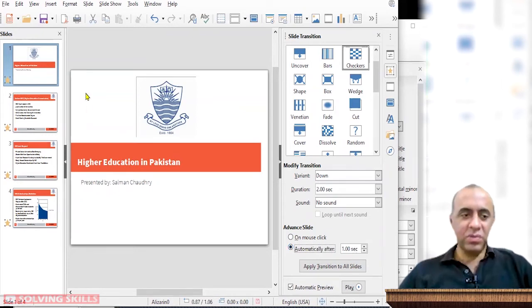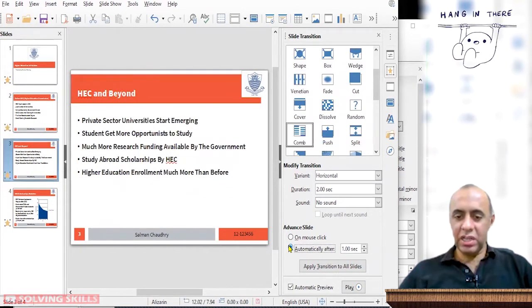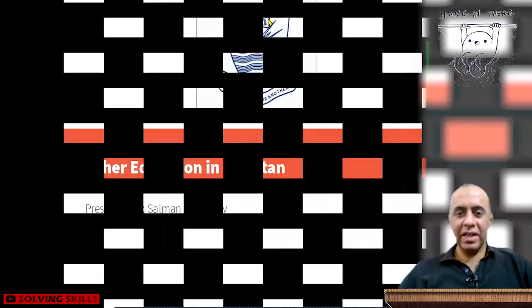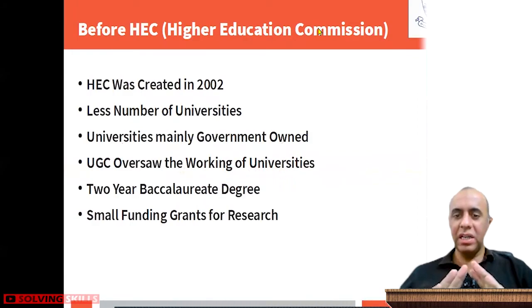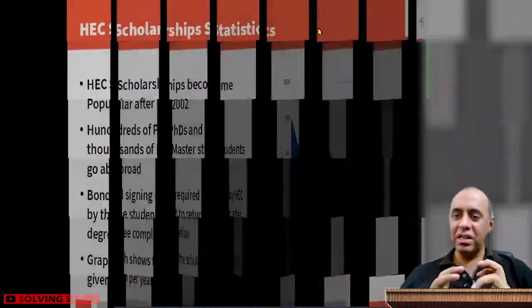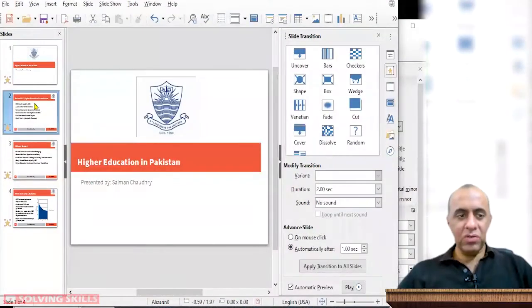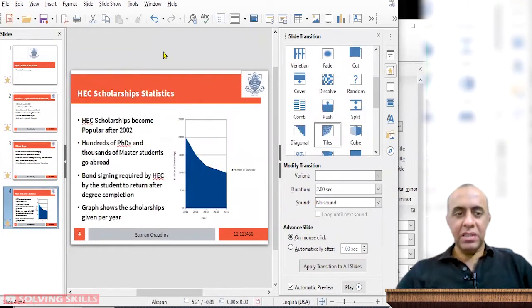So just for the purpose of demonstration, I'm going to change for every slide. I'm going to change the setting to automatically after 1 second, and let's see what happens. I'm going to start the slideshow from the first slide, and now you see I'm not touching the mouse or the keyboard, and after every 1 second, the new slide appears automatically with the slide transition that I've applied. So I'm going to change it back to on mouse click for every slide transition.